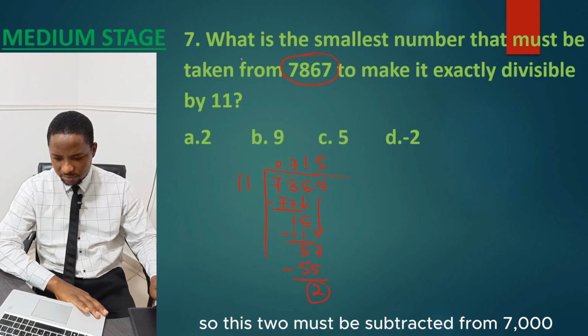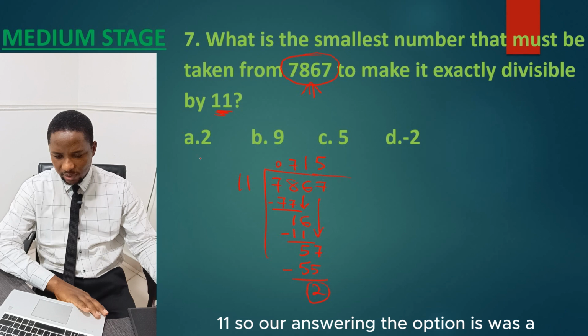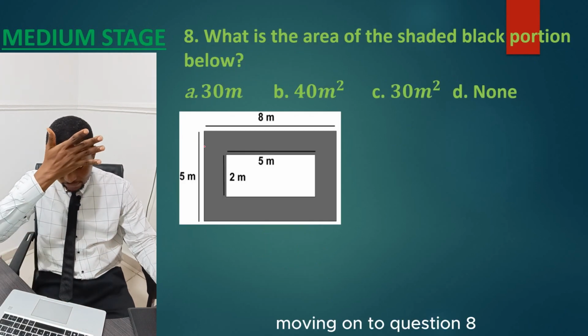So these 2 must be subtracted from 7,867 to make it divisible by what? 11. So our answer in the option is what? A. Moving on to question 8.